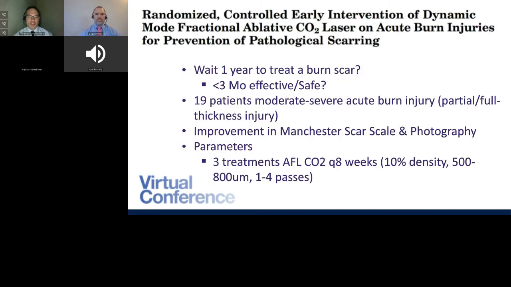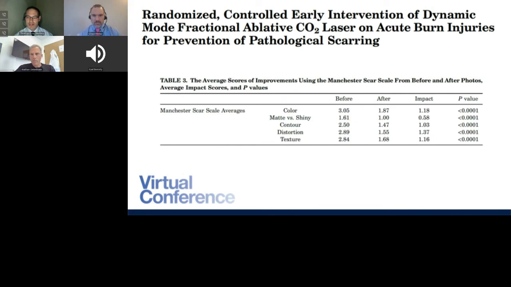So the question is, for this study, is it safe? That was their main objective here. They enrolled 19 patients with moderate to severe acute burn injuries with both partial and full thickness burns. And they followed these patients with the Manchester Scar Scale as well as photography. And they performed 3 treatments with ablative fractional resurfacing every 8 weeks with the settings that you see below. And what you can see here in this chart is I want to draw everyone's attention to the p-value. Everything's statistically significant. So they saw improvements in color, matte versus shining, contour, distortion, texture. Everything they did seemed to get better in this patient population.